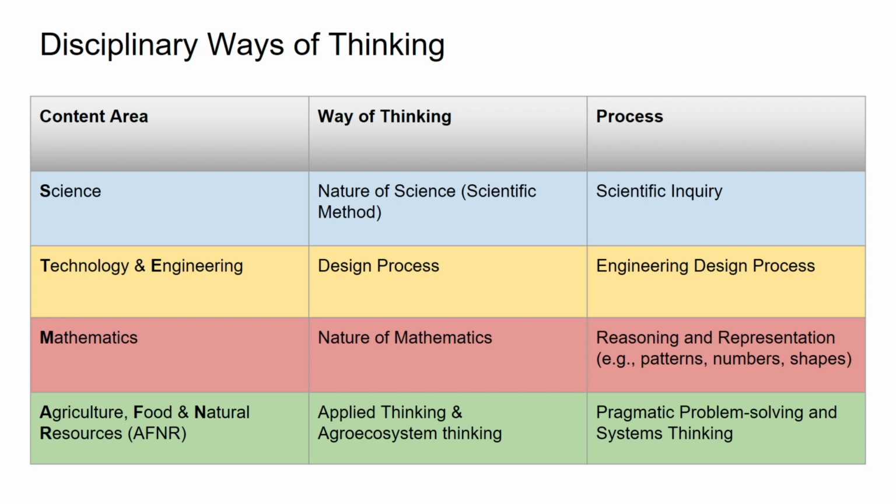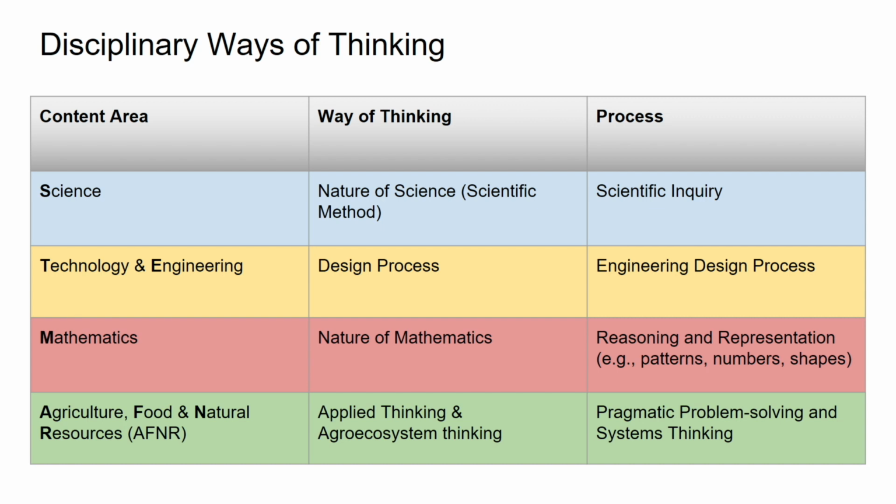For technologists and engineers, they use a design process as their way of thinking, and they use the engineering design process as the way in which they solve problems. Again, we'll walk through those steps here in a few slides. Mathematicians use the nature of mathematics as their way of thinking. They use reasoning and representation as the process to solve problems in mathematics.